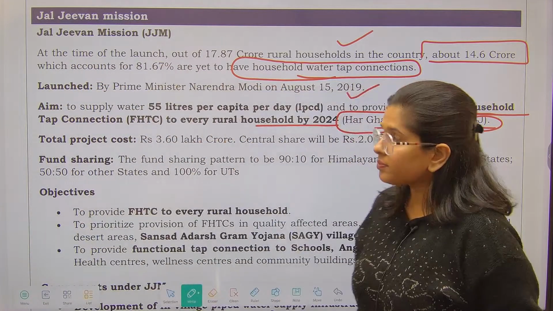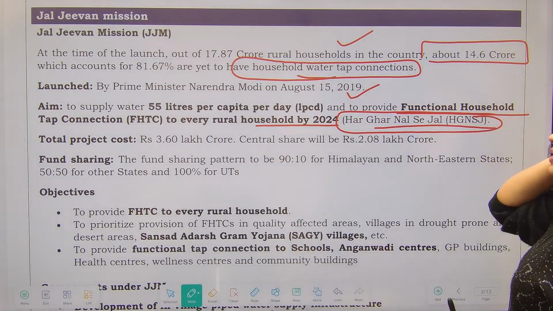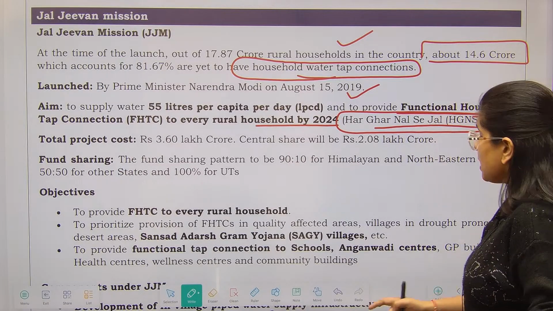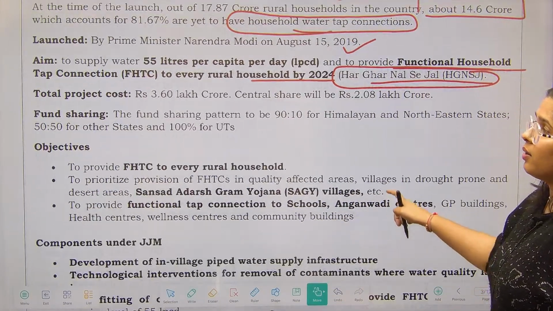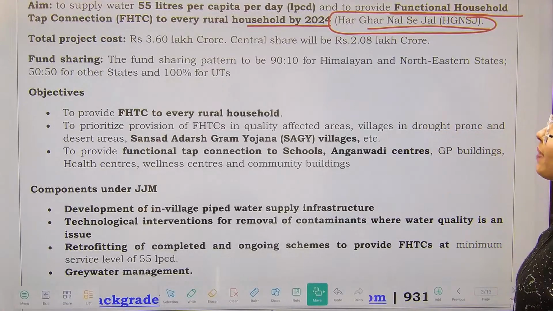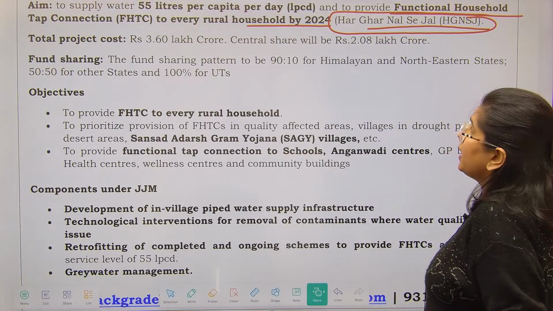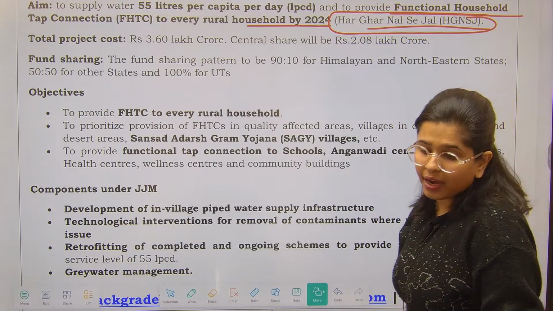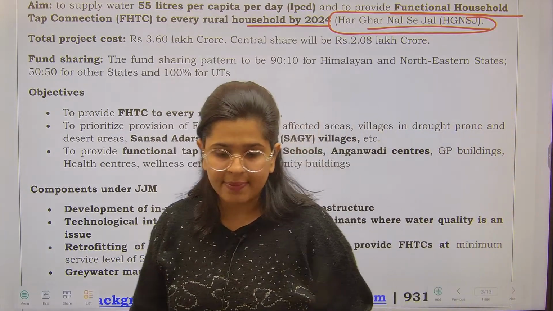Next, the total project cost is around 3.6 lakh crores. The central share is going to be 2.08 lakh crores. Now the fund sharing pattern is 90:10 for the Himalayan as well as northeastern states, 50:50 for the other states, and 100% obviously for the UTs.